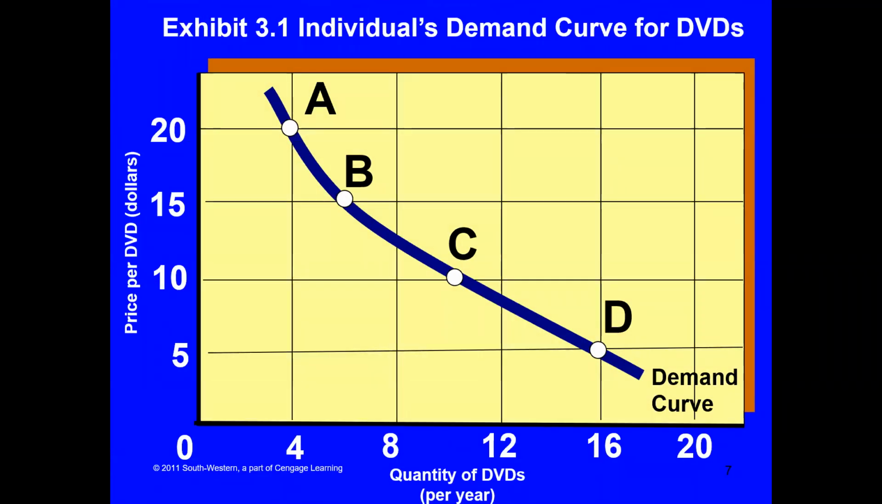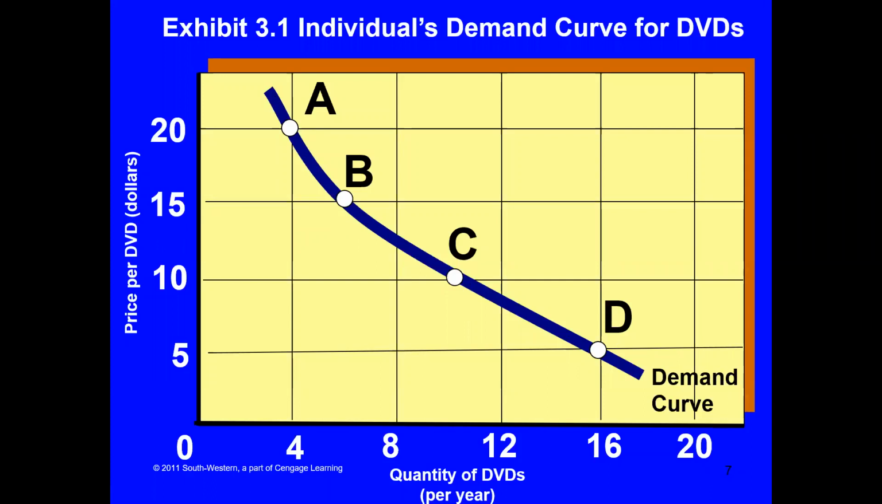Price goes over here on the vertical axis and quantity goes over here on the horizontal axis. And we've just plotted that data. Remember, we said if they were 20 bucks each, this person would buy 4. Well, that's point A. If each DVD cost 15 bucks, they would buy 6, and so on. And if you connect all of the dots, which represent their preferences of how much this person would buy at every single price, that's a demand curve.